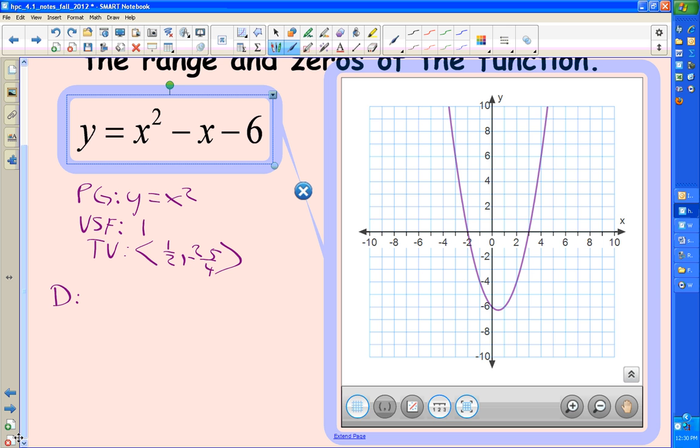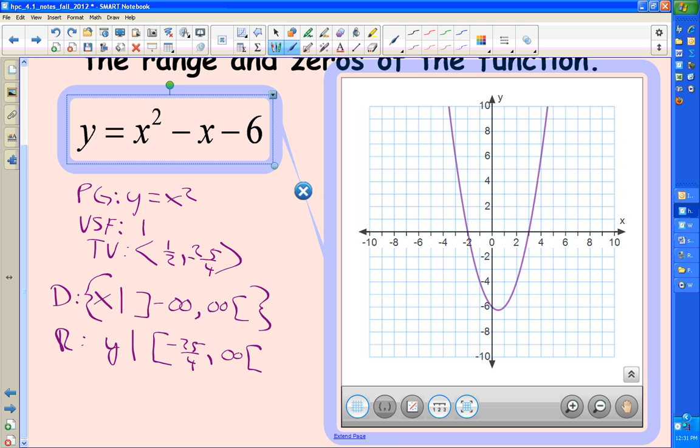Domain is going to be all values of x such that we go from negative infinity to positive infinity. The range is going to be all values of y such that your smallest value is negative 25/4, and it's going to go to positive infinity. Don't forget, we shun the infinities. And then your roots, you can find those by factoring or looking at the graph: (3, 0), (-2, 0).